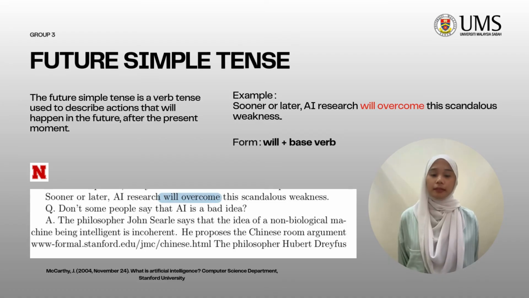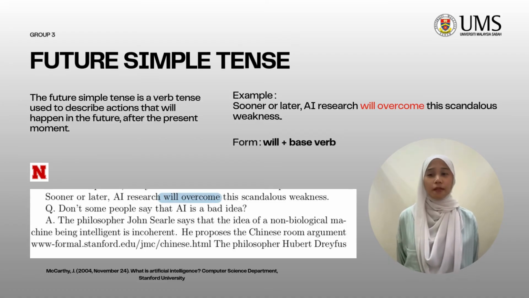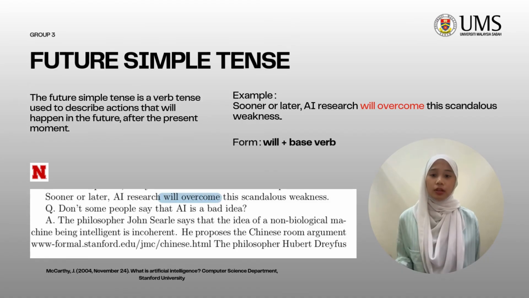So, in summary, we use the future simple tense with will plus the base form of the verb to talk about prediction, promises, decision, or any event that will take place in the future.